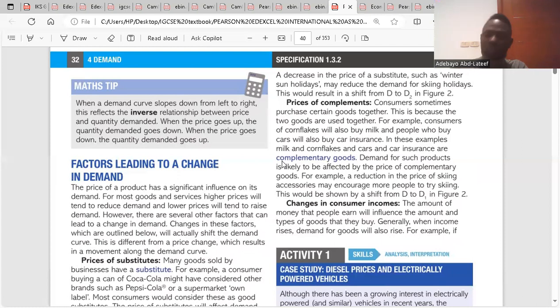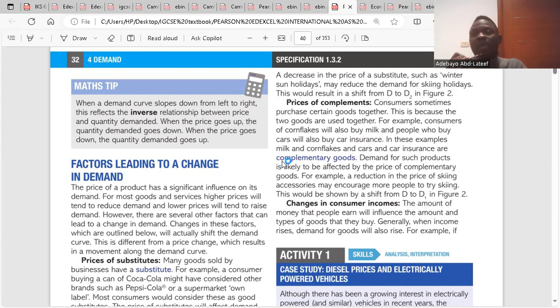So when you talk about complementary goods, these are goods that are used alongside other goods. Just like the laptop and the charger. The laptop won't be able to work without the charger. Like the car and the tire, the car and the fuel. So these are complements. So here we're talking about the prices of complements.